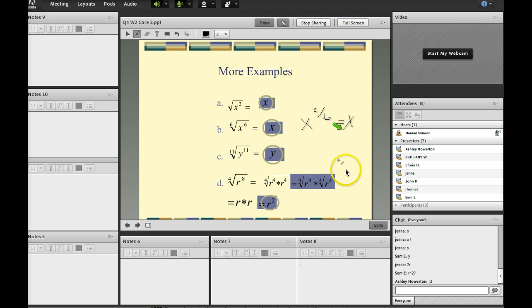Because what you would do, again, think about it, you could do r, and the 8 goes on top. Again, my terrible writing. The 4 goes on the bottom. So I can simplify that radical exponent to 2. Make sense? Okay.